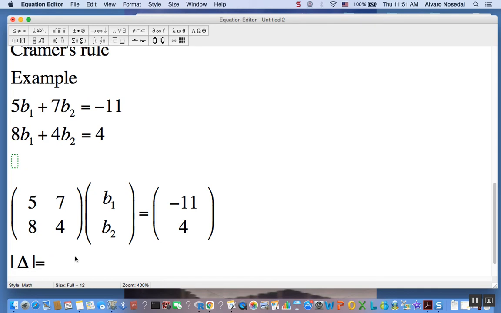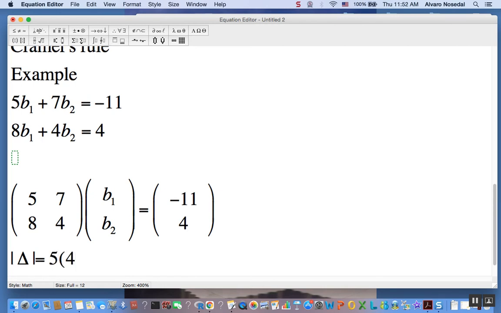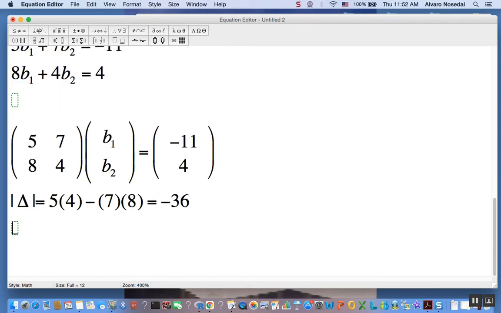And delta is defined as just this matrix. So the determinant we know is going to be 5 times 4 minus 7 times 8, which equals minus 36. Okay?